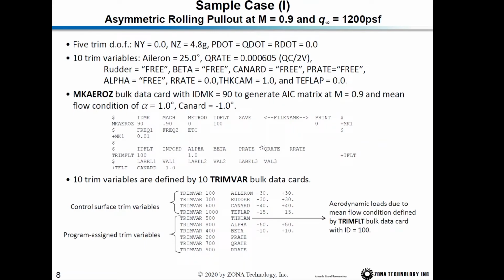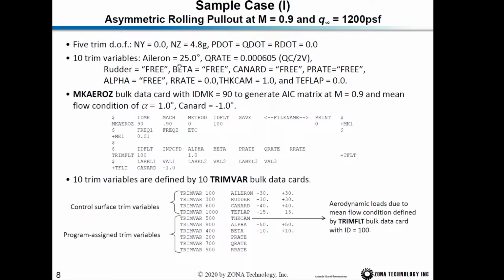So the first case is asymmetric rolling pull-out of the force by wind at Mach 0.9 and the dynamic pressure equal to 1200 psf. And we only have 5 trim degrees of freedom: Ny equals 0, Nz equals 4.8 G, P dot, Q dot, R dot are zeros.